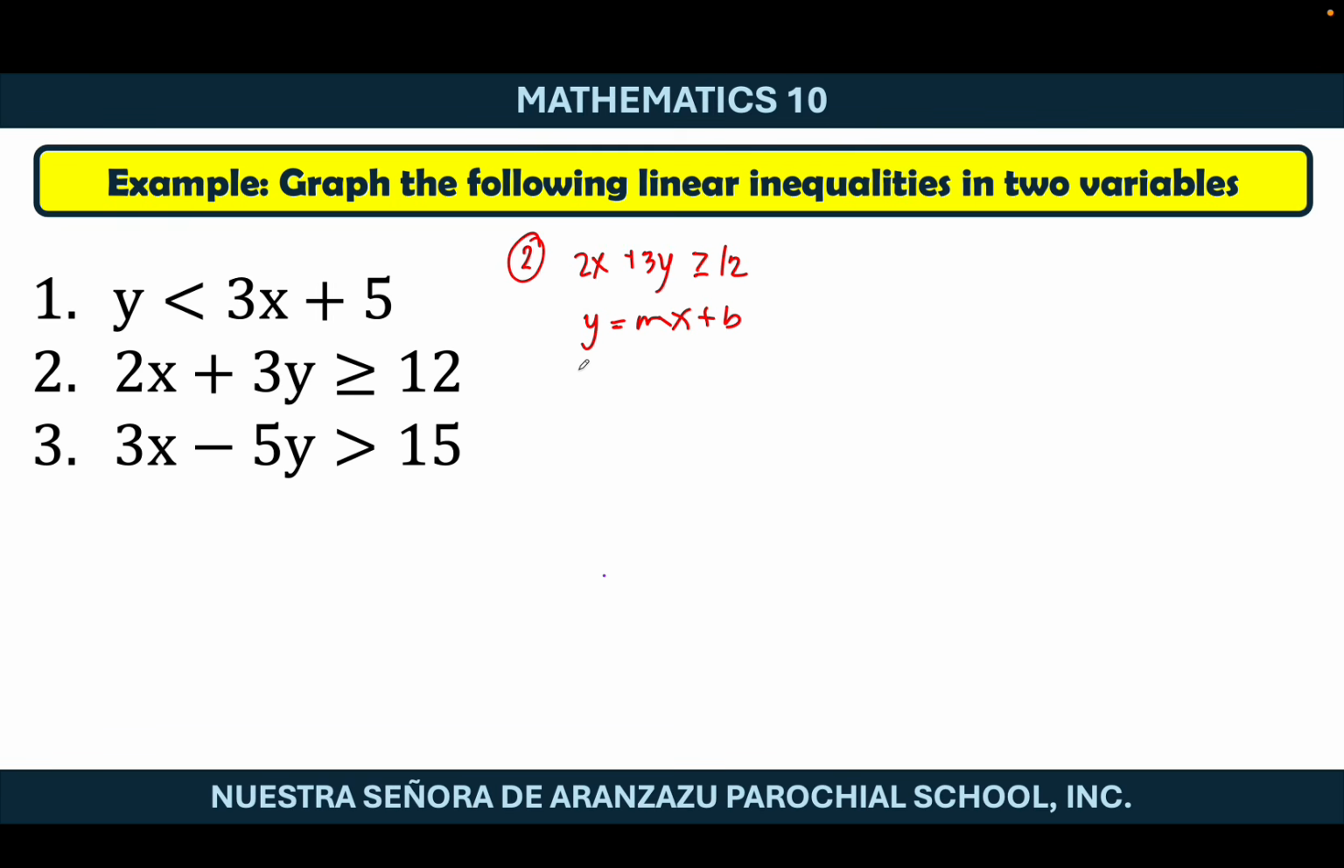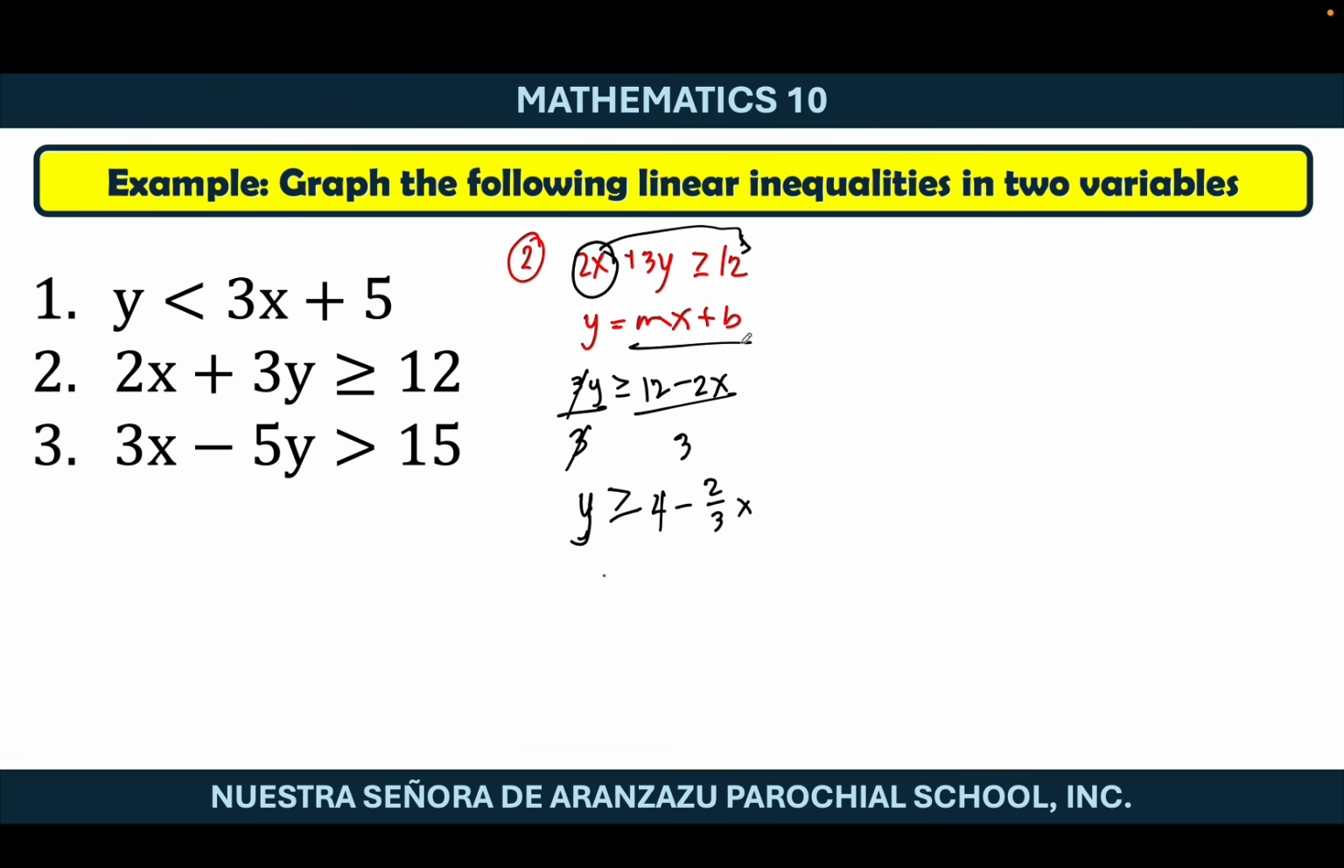Okay, so matitira dito, let's say 3y. Then, ililipat natin yung 2x to the other side. Okay, so greater than or equal to 12. Then, kapag nilipat si 2x, will become minus 2x. Then, may 3 pa dito. So, we're going to divide both side by 3. So, your y is greater than or equal to 12 divides 3 is 4. Negative 2 over 3. That is negative 2 over 3x.